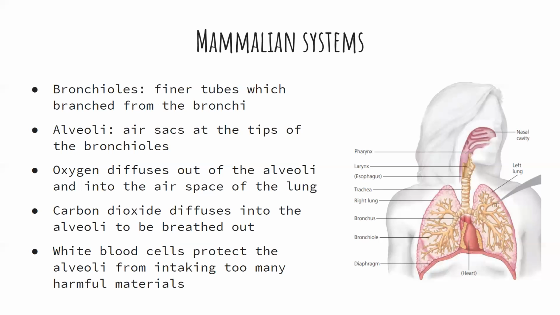Oxygen diffuses out of the alveoli into the airspace of the lung. Basically, all of the gas exchange occurs at these alveoli, which are extremely tiny sacs. The thing about these alveoli is that they have a very high surface area, which means that they can perform gas exchange at a very quick rate, as opposed to something which has a greater volume. Carbon dioxide diffuses into the alveoli to be breathed out, and white blood cells protect the alveoli from taking in too many harmful materials.